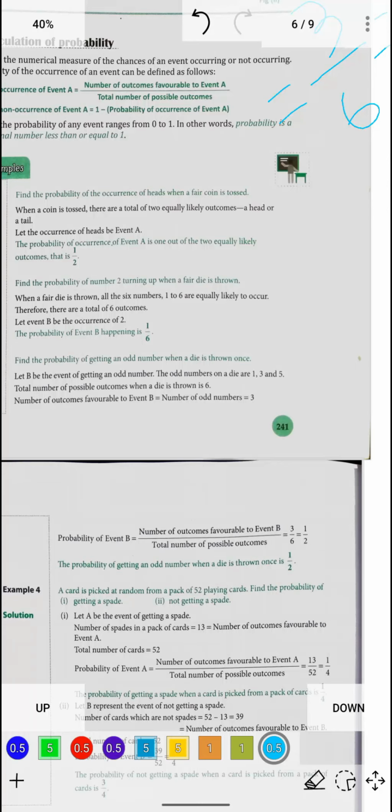Let B be the event of getting an odd number. The odd numbers on a die are 1, 3 and 5. The total number of possible outcomes when a die is thrown is 6. The number of outcomes favorable to event B is equal to the number of odd numbers, that is 3, and after that you just have to place these values in the formula and this will give you the answer. Done, students?